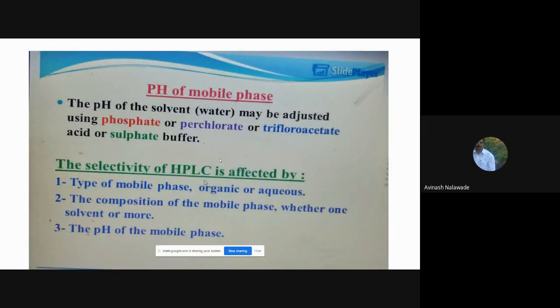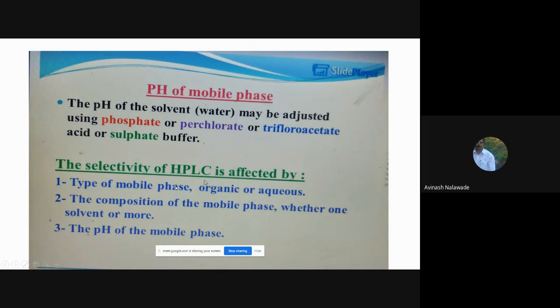Then what about the pH of the mobile phase? The pH of the mobile phase is also important. So how can we adjust the pH of the mobile phase or the solvent? The pH of the solvent, particularly when we are using water, can be adjusted by using phosphate, perchlorate, trichloroacetate, acetic acid or sulfate buffer.